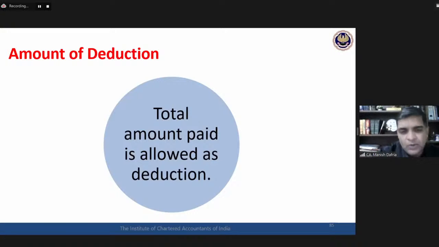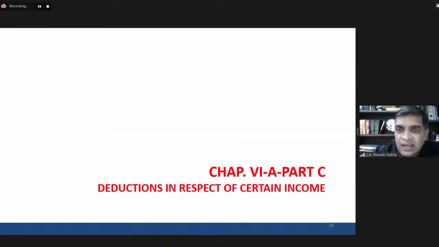So you can give a donation directly to the political party, or you can give a donation to an electoral trust. You may be an Indian company, the 80GGB deduction is available. You may be any other person, the 80GGC section would be applicable. In both cases, whatever is the amount of donation, the total 100% amount would be deductible. So this is all about deductions which are based on certain payments. Then we will start our discussion about deductions which are related to certain income. Fine, but before this, let's have certain queries.